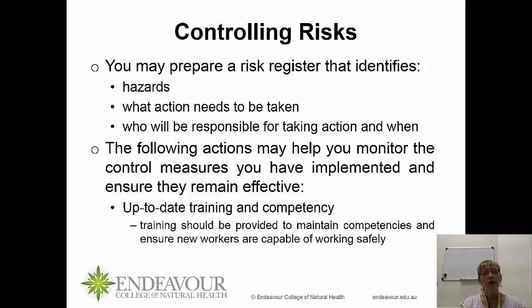So your risk register may identify the hazards, what action needs to be taken, and then who will be responsible for taking that action. So you might go around your workplace and notice some risks that are there, and you've identified the likelihood of that happening and then the severity if that were to happen. So if there are things there that need action taking, such as faulty wiring, then who's going to take action for that? Who's going to be responsible for having that fixed?